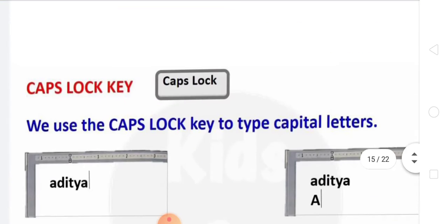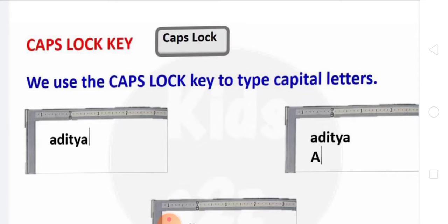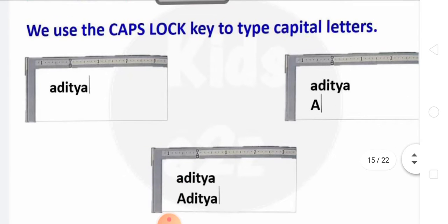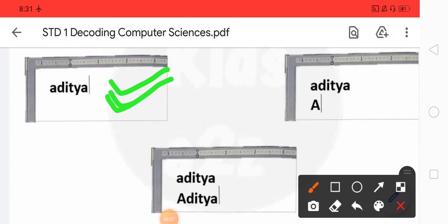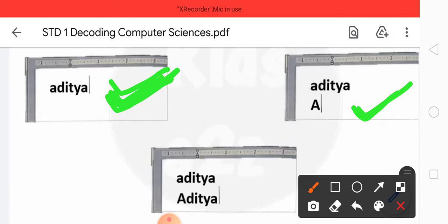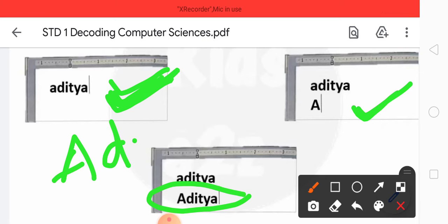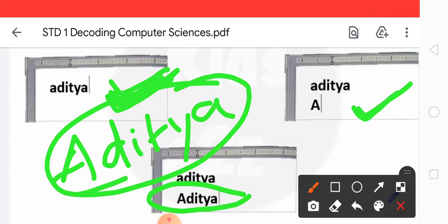Okay, so the caps lock key. We use the caps lock key to type capital letters. So with the help of the caps lock key we type capital letters. You may see here, this one is with uppercase, this one is with lowercase. And this one starts with capital A and then small d, i, then t and y. This one here is with sentence case.